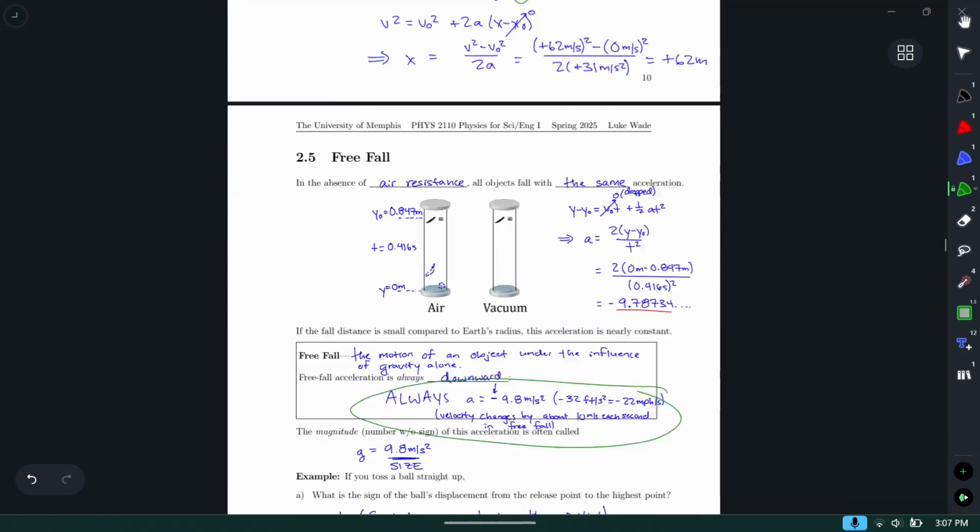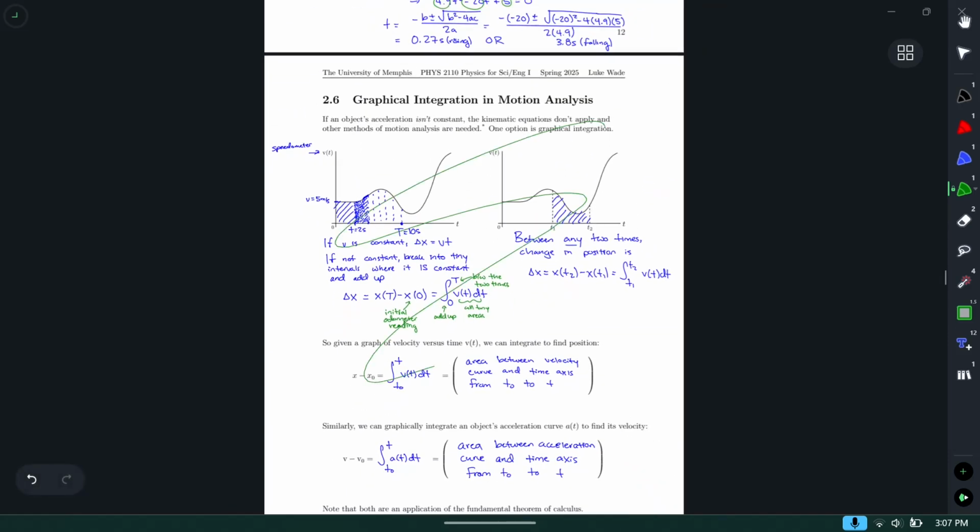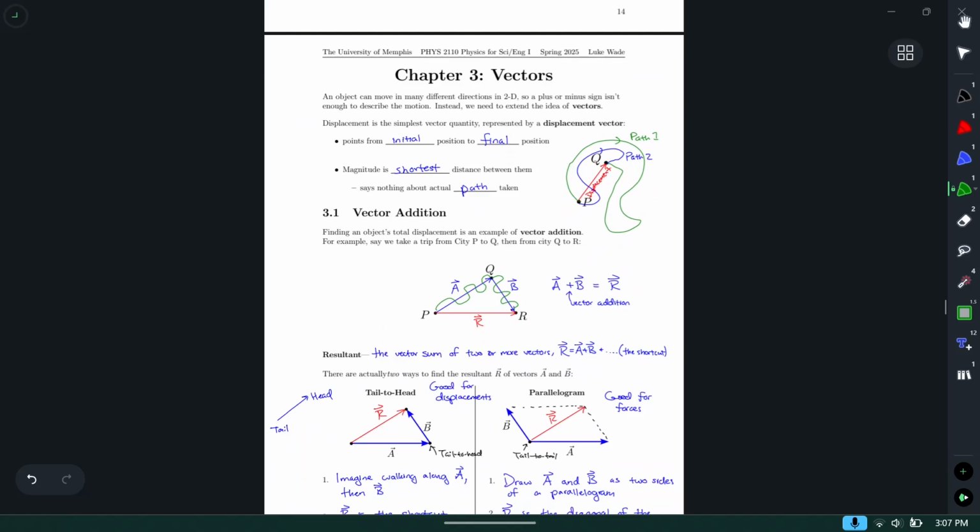Questions like that, there might be one of, just to say, we do use calculus sometimes in here. That's chapter 2. There won't be a graphical integration problem on there, so you don't have to worry about this stuff for the exam.